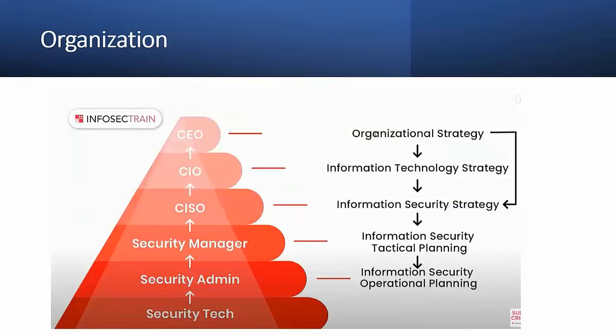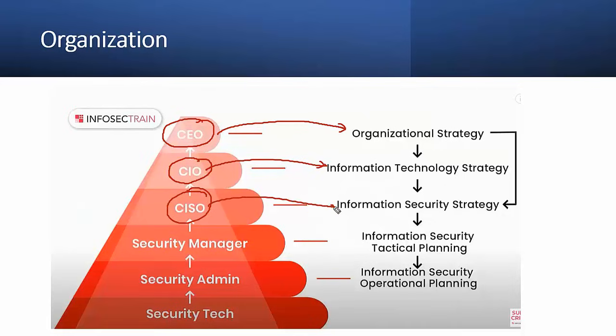If you go by the reference, this is the hierarchy we have in the organization, because governance is supported by the organization structure. Good governance is driven by a good organization structure. Here we have a CEO. The CEO is responsible for creating the organization strategy. The CIO, based on that, creates the IT strategy. The CISO, based on that, creates the information security strategy. Then we have a security manager who creates the tactical plan. Then we have a security admin who implements the plan, and technical staff who support things.